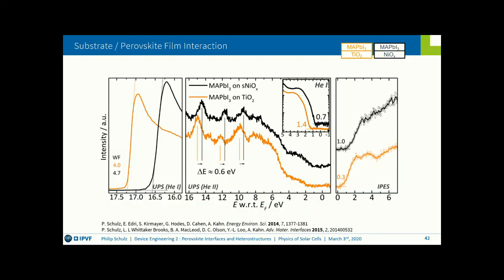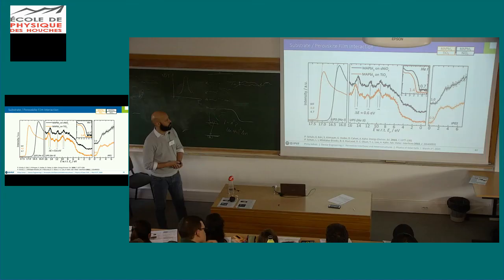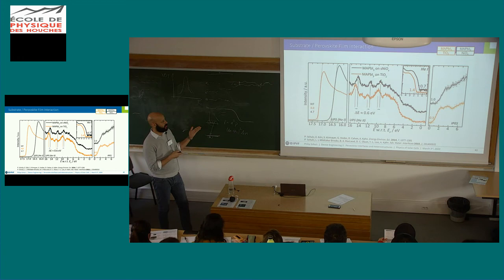Okay, so I said I'd run you through a few slides quickly. We looked into the energetics of MAPI layers, not just in orange on titanium oxide, but also here in the black curve on nickel oxide. You could see first a jump in the work function. This could be related to a slightly different arrangement of surface dipoles.